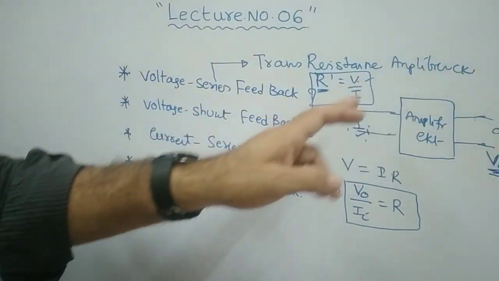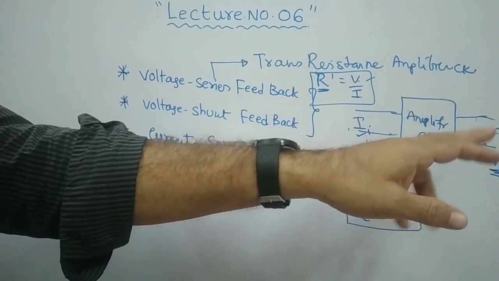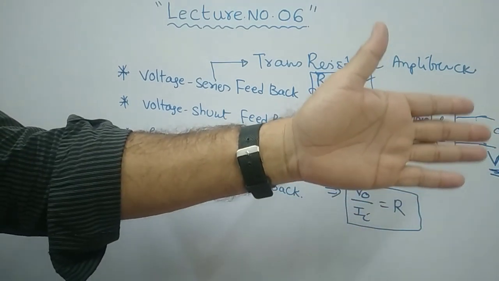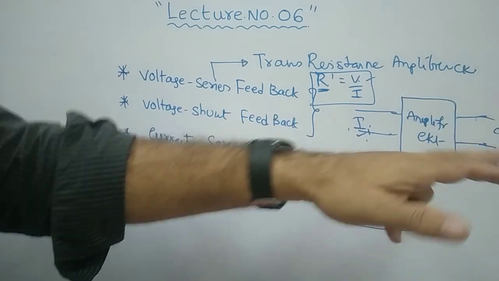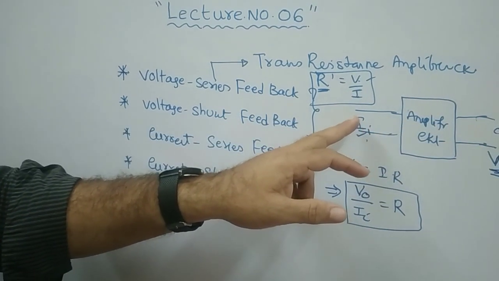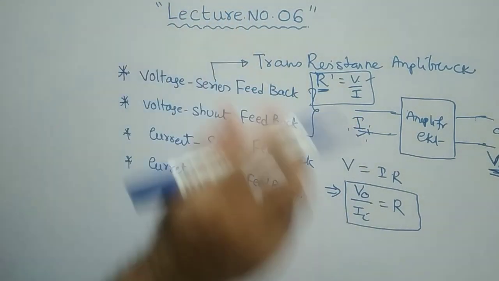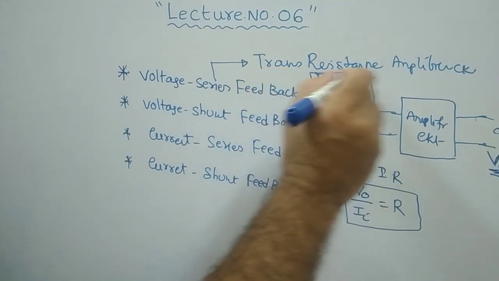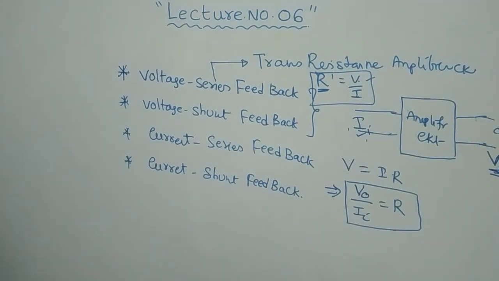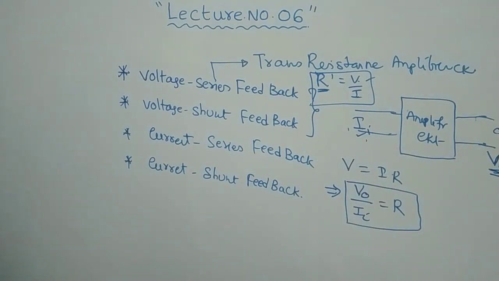Therefore, voltage by current ratio you must take. Output voltage, because of the voltage, what you should get? Shunt connection. Therefore, your output impedance will be decreased there. And what is input here? Current. Current means your connection must be series, means input impedance will be increased. Like that. Therefore, they will ask you in GATE examination for trans resistance amplifier, what are the values of output impedance and input impedance, like that they will ask you.